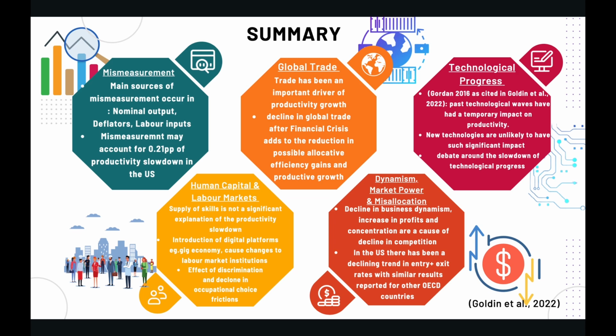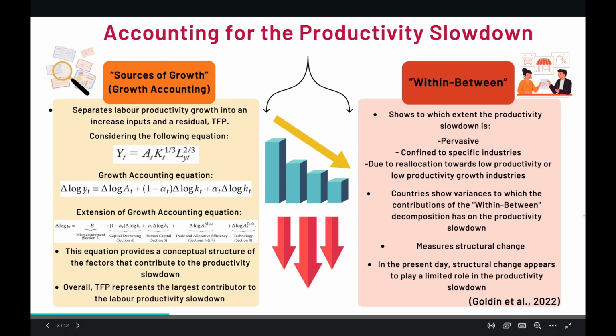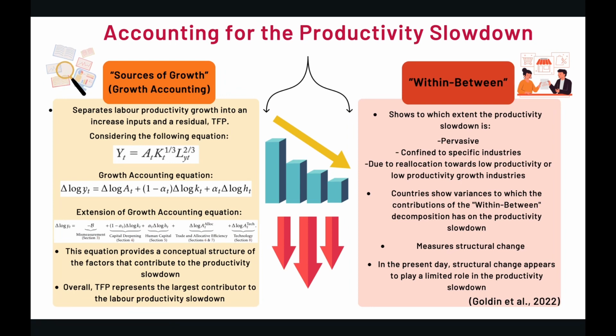Another cause is the decline in business dynamism, the increase in profits and concentration, which have led to the fall in competition and allocative efficiency. There are also differing views on technological progress on productivity growth. There are two standard decompositions of labor productivity growth, the first being sources of growth, also known as growth accounting, and the second being a within-between decomposition by industry.